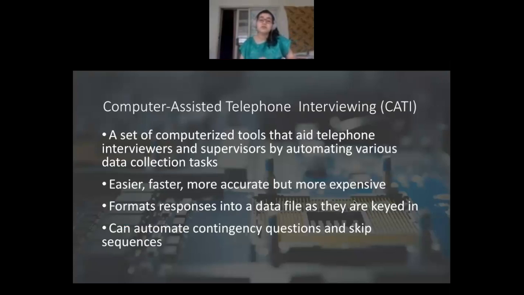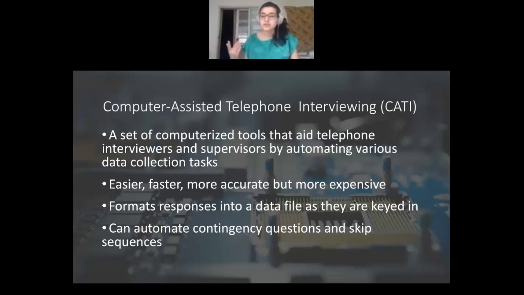There's also computer-assisted telephone interviewing, and it's a set of computerized tools that help interviewers and supervisors by automating various data collection tasks. So it's easier, faster, more accurate. It formats responses into a data file that are keyed in, and it can automate contingency questions and skip sequences. So on the end of the people doing the interviewing, they can have a program that helps them filter through those questions and assist them in their telephone interviewing.